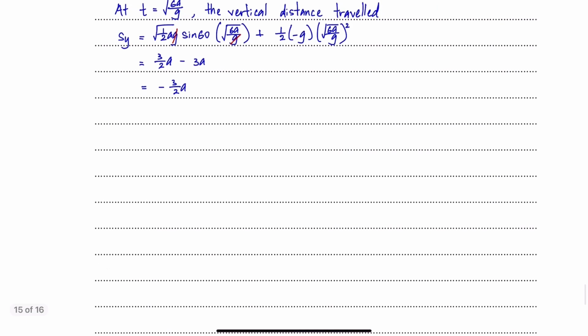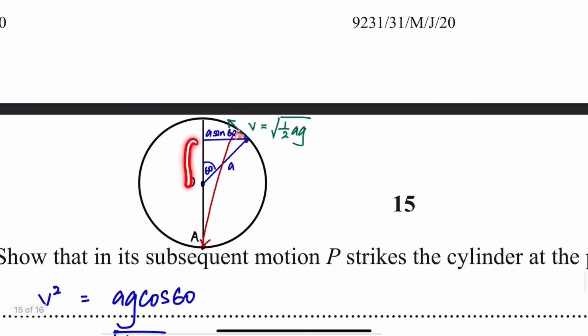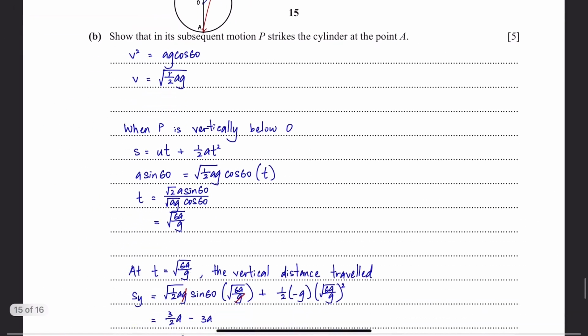So conclusion, point A is 3 over 2A below the point where P loses contact. Therefore, P strikes A. That means this distance over here is exactly this distance. So we already proved that P strikes A.